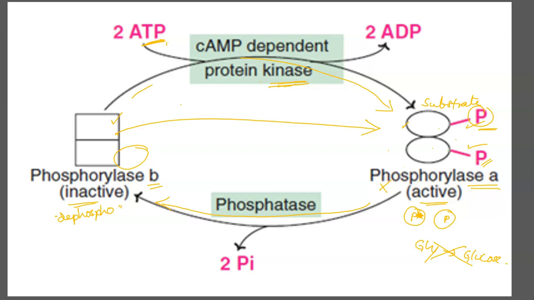When these phosphate groups are removed, see here, they are removed by the enzyme phosphatase. Then the active form, glycogen phosphorylase A, is converted into the inactive form, glycogen phosphorylase B. Hope it is clear to you.